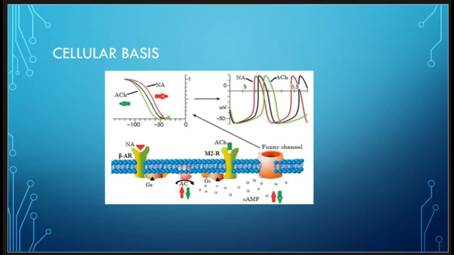So let's look at, first of all, the cellular basis for this pacemaker activity, and we're going to focus in on what's called the funny channel. This particular area was discovered in the 1970s, and the reason it is called funny is because it behaves differently than other muscle cells within the body.